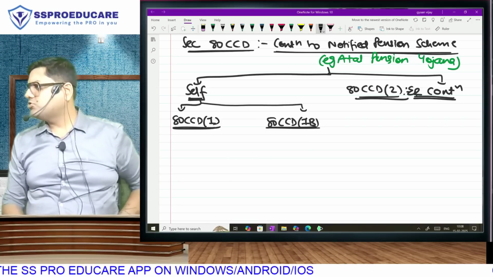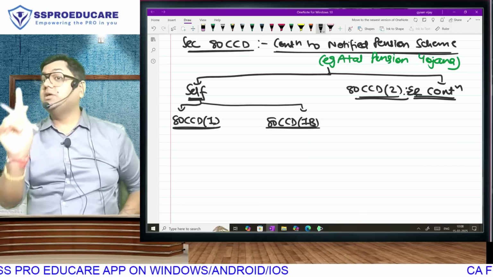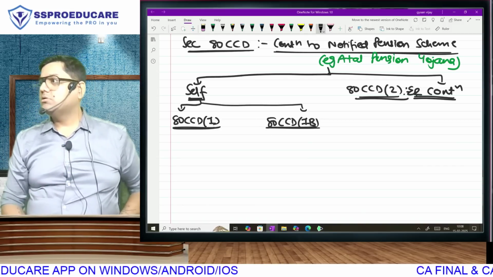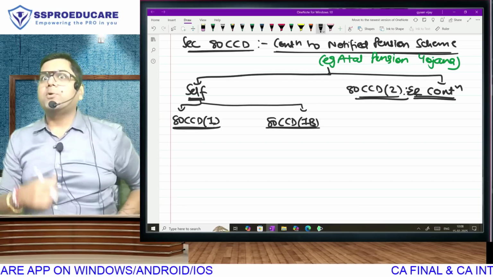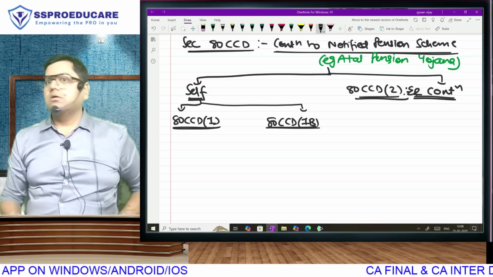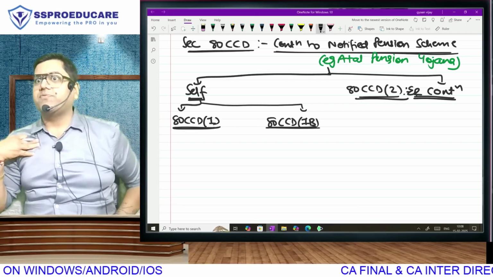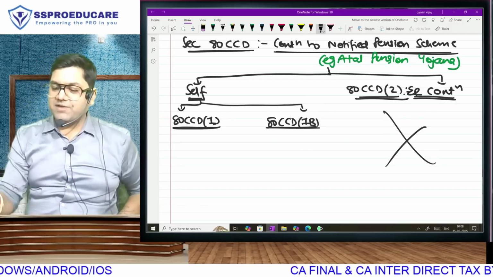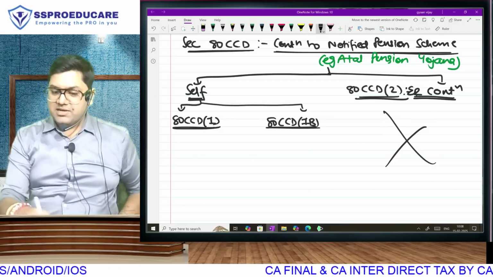I'll discuss own contribution later because own contribution, please be clear, can be by people who are employees or not employees also. If I am an employee, I will contribute from my salary. As a tax professional, as somebody having PGBP income, I will contribute from my PGBP. I just won't have this. But this anybody can have.